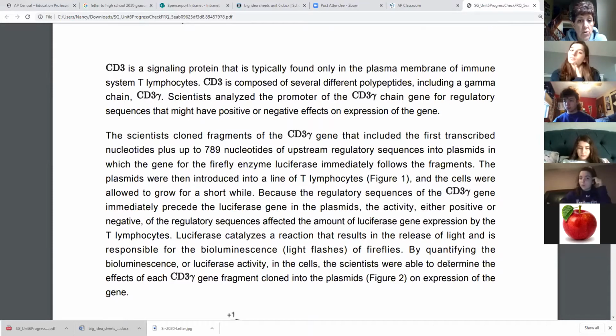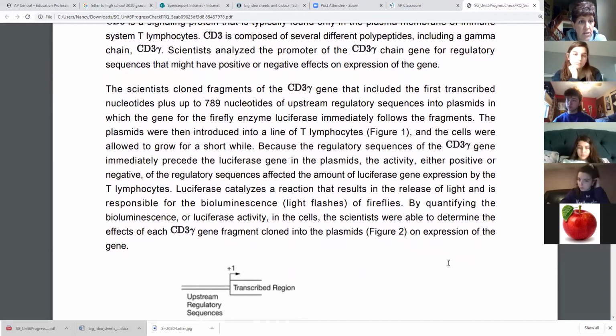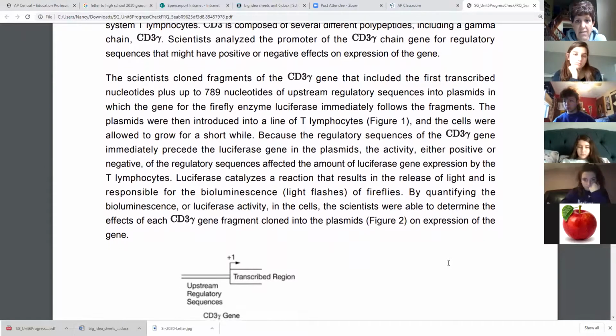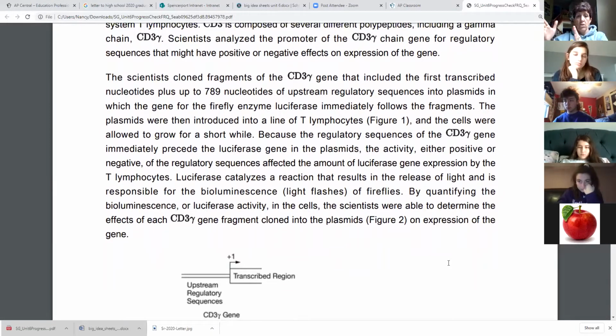The scientists cloned fragments of the CD3 gamma gene that included the first transcribed nucleotides, plus up to 789 nucleotides of upstream regulatory sequences. Okay, so here is my gene, and they're saying, okay, we found all of these things ahead of it, upstream of it, and regulatory means that they can make repressor proteins to turn something off, or even something to maybe turn it on.